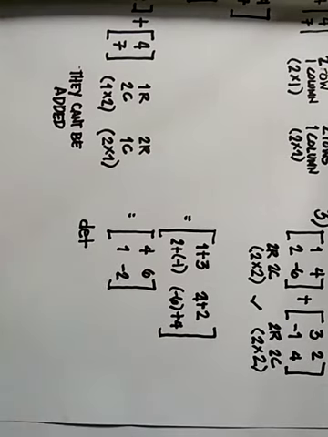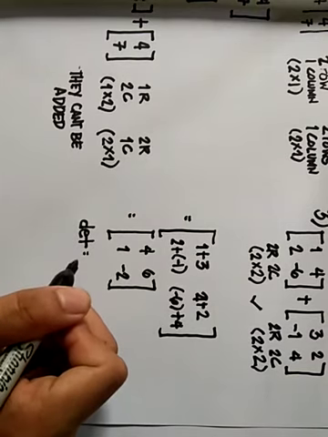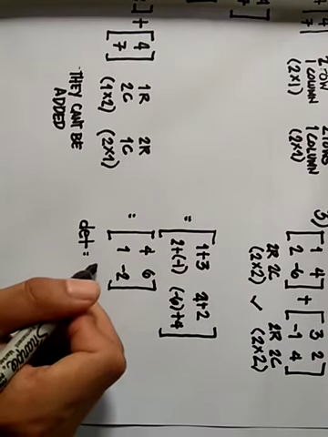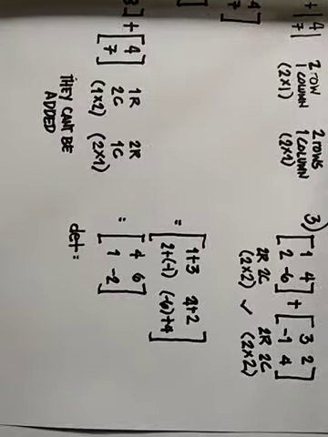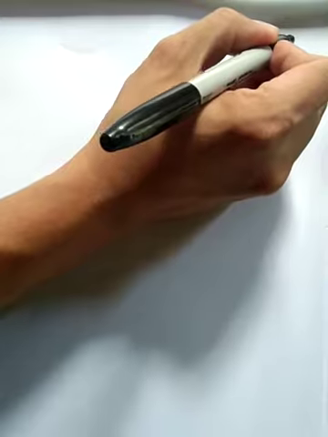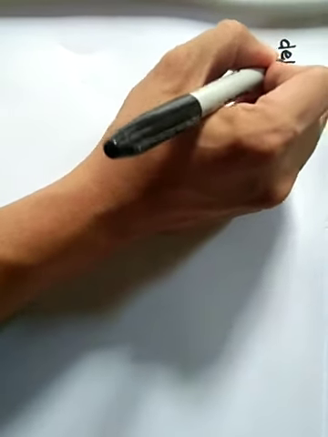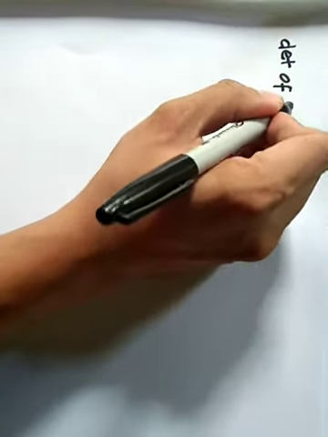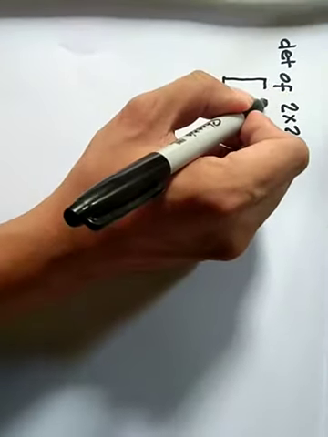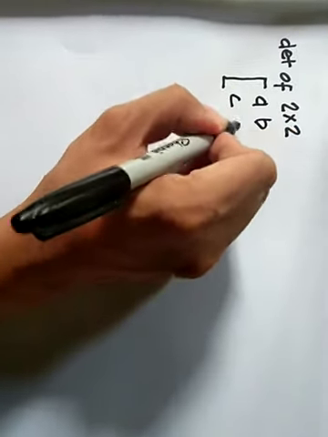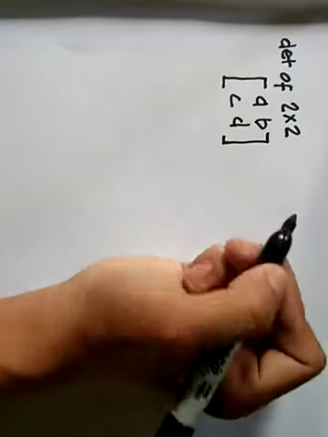Determinant of ito yung symbol ng ating determinant. So what if we are asked what is determinant of the matrix? So yung det natin is meron tayong formula na, so if we have 2 by 2 matrix, so syempre meron tayong matrix na A, B, C, and D.